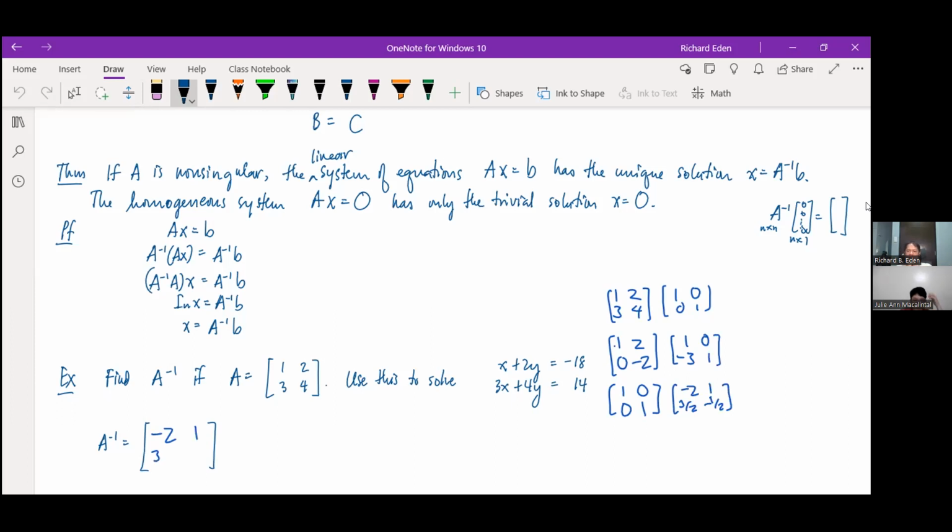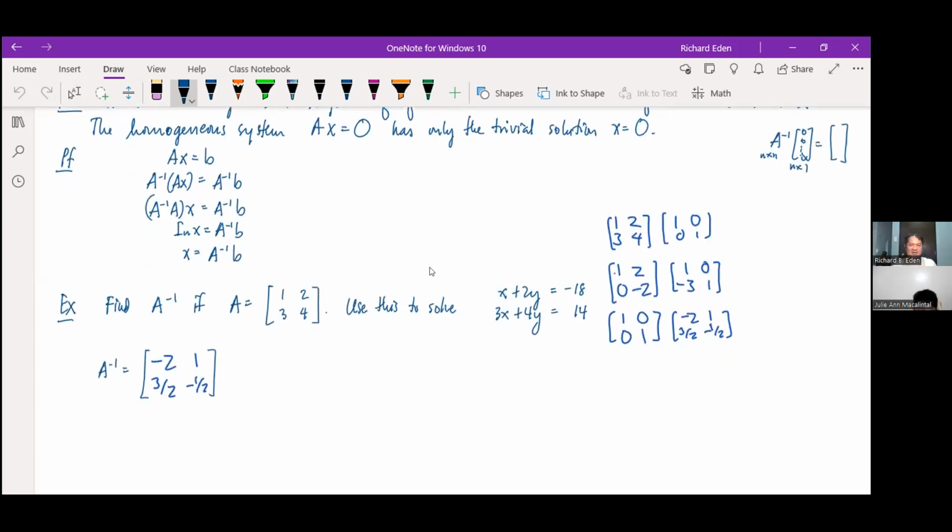And then 0, -1/2. Ayun. Okay, -2, 1, 3/2, and -1/2. Correct. Okay, I agree. Okay. So yeah, you found the inverse.